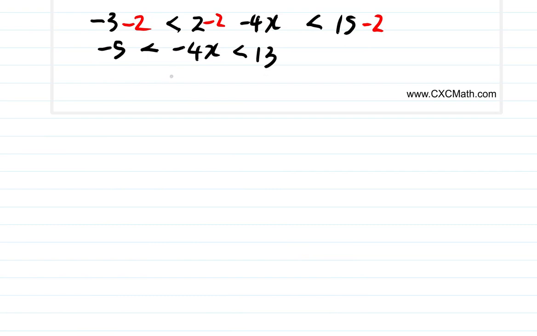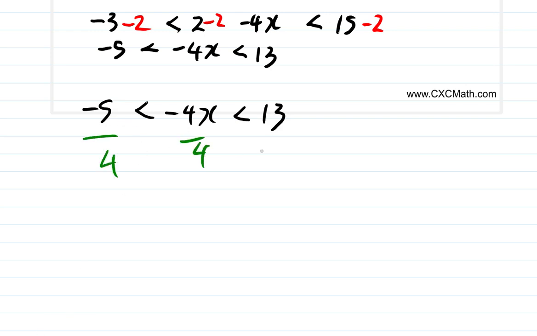Suppose you divide by positive 4. When you divide by a positive, the signs remain as they are. Divide by positive 4. So you have negative 5 is less than negative 4x, which is less than 13. Divide by 4, divide by 4, divide by 4. What you're going to get is negative 5 over 4 is less than negative x, which is less than 13 over 4. And divide or multiply by negative 1.